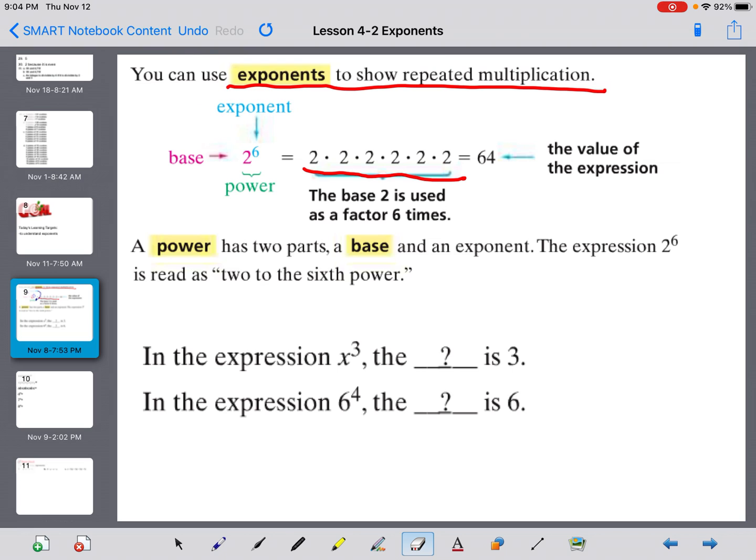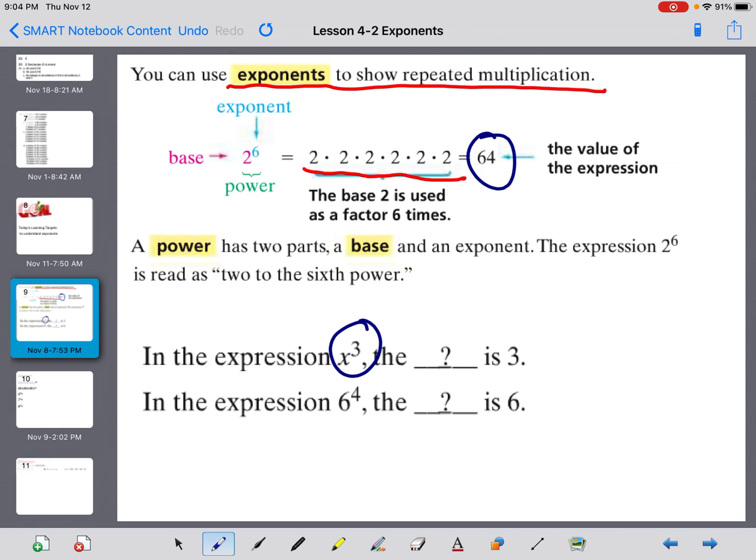What does that mean? I'm going to ask that a lot. What does that mean? That means I have 6 twos. I have 6 twos. 2 times 2 times 2 times 2 times 2 times 2. Of course, you can always solve that to get the value also.